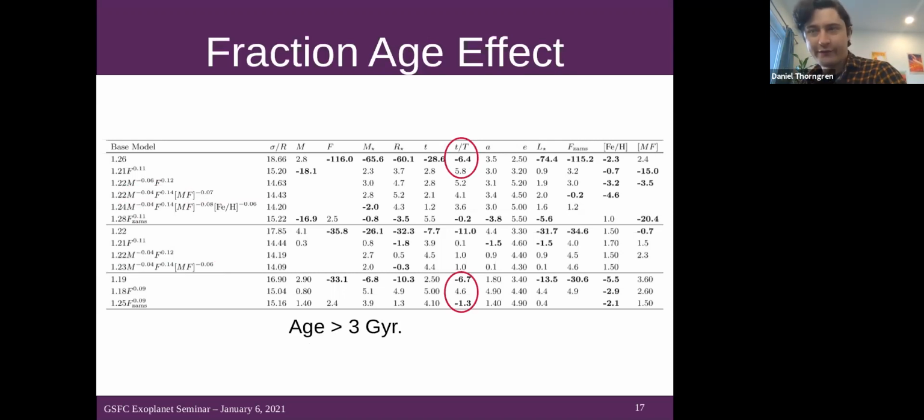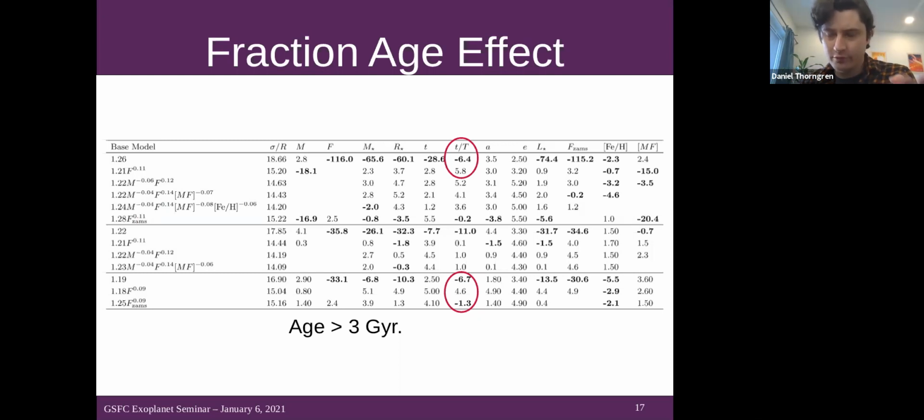The fractional age effect that Hartman talked about, I see it too. It's pretty weak. If you look at the Hartman paper, they don't claim this is a wildly useful predictor for radius. They just say it's there and it's statistically significant, and I agree with that. And to remind you, that's the age divided by the main sequence lifetime of the star.